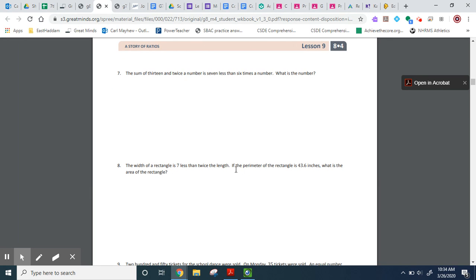We have to remember that the word perimeter means the outside of the rectangle. So we're going to add up all of the sides. But if you can remember that and that area is length times width, then you should be all set with that problem there. I'm going to have you guys put your answers into a Google form.